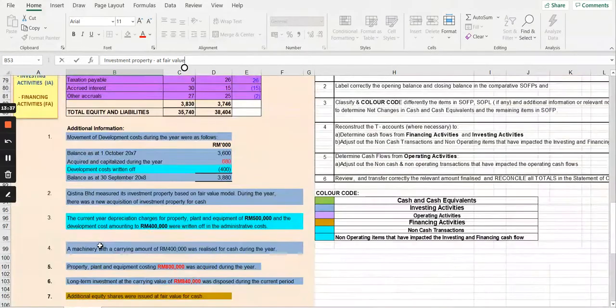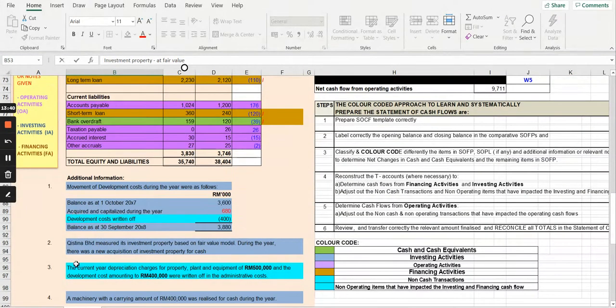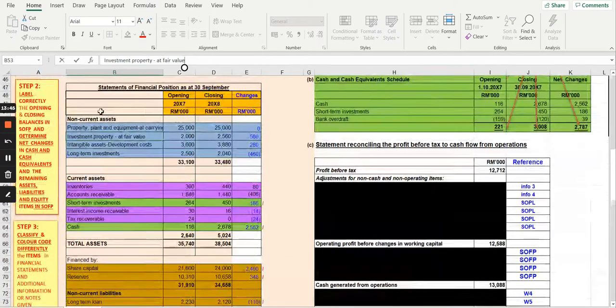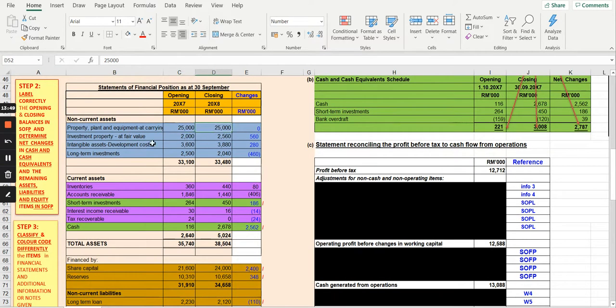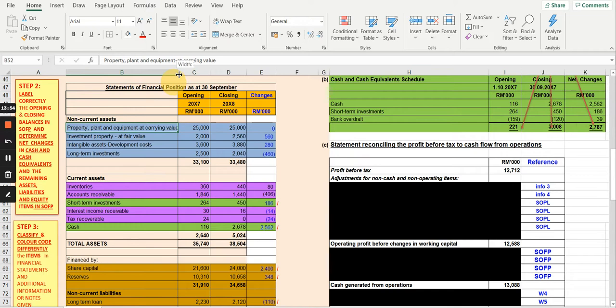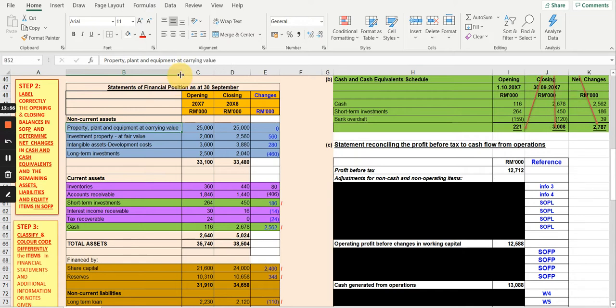If you check the one at the bottom here, that one is for your investment property. But we are talking about our PPE, where you have 25,000, but that one is at carrying value. Carrying value means at cost minus accumulated depreciation. But since this is going to be at the revaluation model, you have to take into consideration the revaluation changes, which is either a surplus or a deficit.